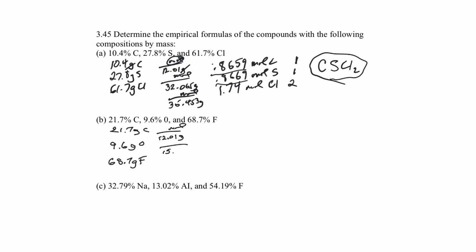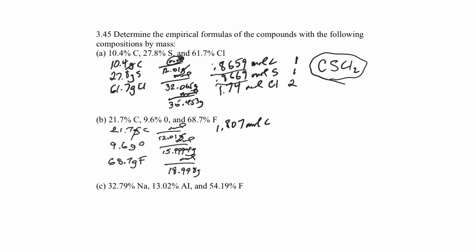This is all from the periodic table. Oxygen is 15.9994 grams per mole. Fluorine, I have to look up, 18.998 grams per mole. Now divide. Grams cancel with grams, and you end up with moles. All these now will be moles. So 21.7 divided by 12.01 equals 1.807 moles of carbon.